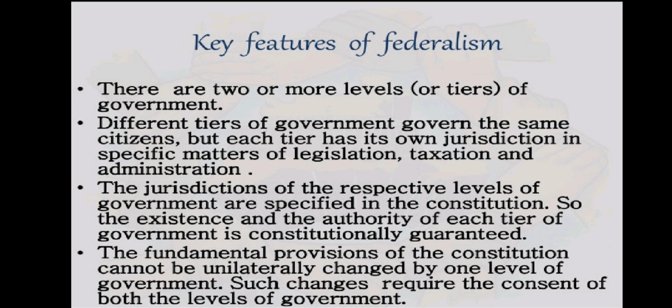Now, the third feature: the jurisdiction of the respective levels or tiers of government are specified in the constitution. Means, what are those matters? Legislation, taxation, administration. Apart from that, some other subjects are also there, which are clearly specified: these are the matters which come under the power of the central government, means the central government has authority to take certain decisions, and these are the subjects on which the state government can take decisions. So it is clearly specified in the constitution.